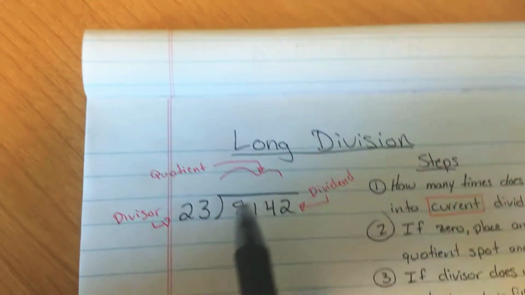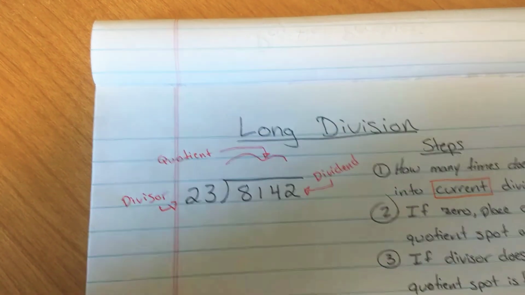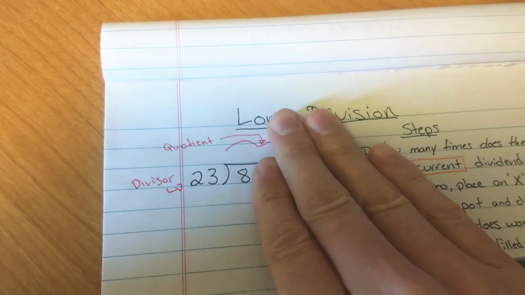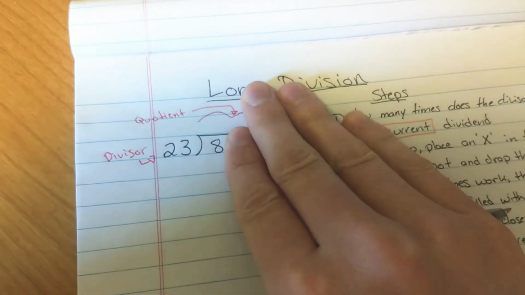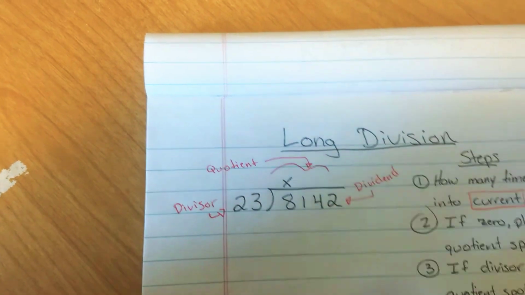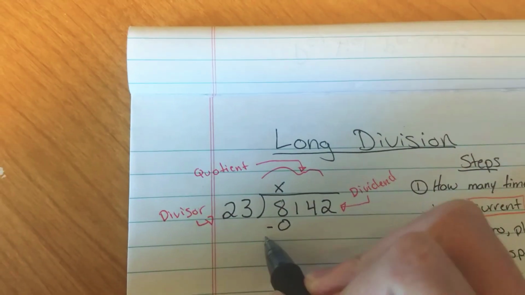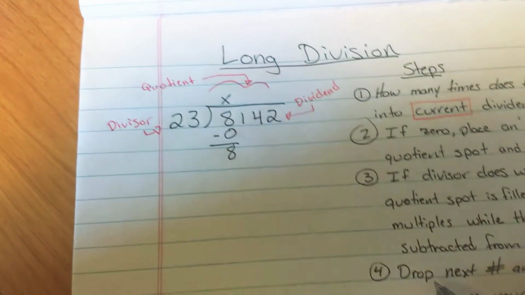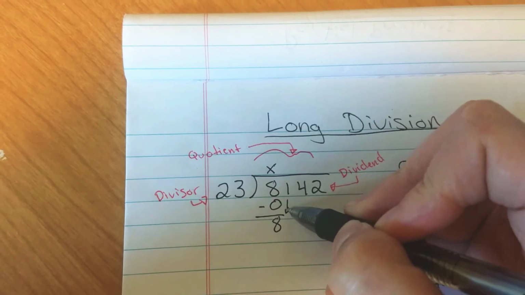On here I have 8,142 divided by 23. I'm going to do that first part, and I'm looking at my current dividend. My current dividend is 8. I'm not going to worry about anything else. Does 23 go into 8? My answer is no. So if it doesn't go in, I'm going to go ahead and put an x in the quotient spot. It goes in 0 times, so I'm taking nothing out. 8 minus 0 is 8. And now I'm going to go to that part where I'm going to say drop the next number. My next number is 1, so I'm going to drop that right here.